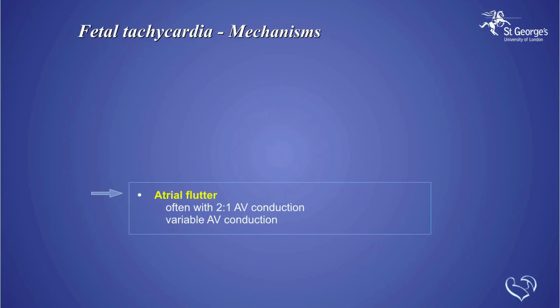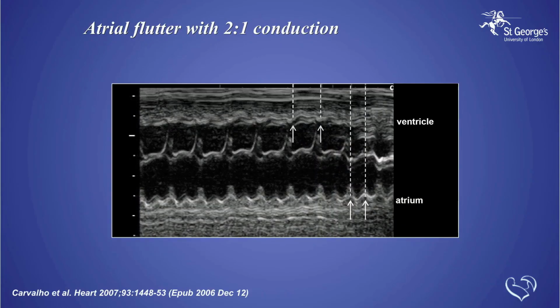And then we have atrial flutter. Atrial flutter goes most of the time, but not always, 2-to-1 AV conduction. That is, the atrium goes twice as fast as the ventricle, and the atrium can go as fast as 440, 450, and it can go as slow as 300 sometimes.